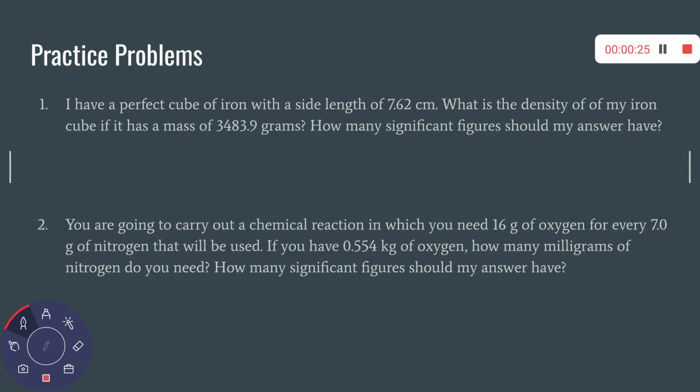7.62 centimeters. And I am asked to calculate the density of my iron if it has a mass of 3,483.9 grams. And then I also need to figure out how many significant figures my answer should have.